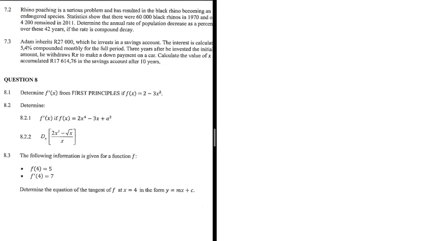First principles, let's take a look. We have f of x, which is equal to 2 minus 3x squared, and we're supposed to find f prime of x. Well, using the power rule, we know full well that f prime of x should be equal to minus 6x. Okay, so when we use first principles, we need to end up with this answer, minus 6x. If that is not the case, we have made a mistake somewhere on the way. So let's take a look.